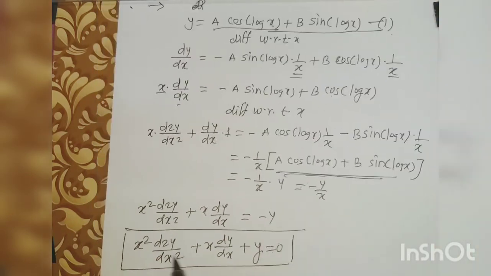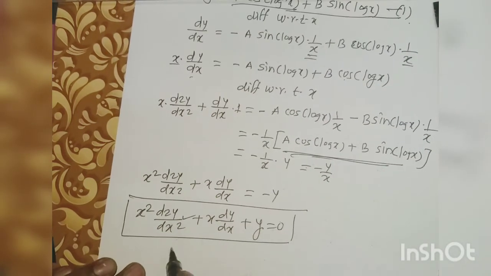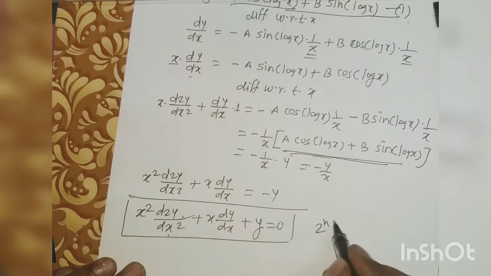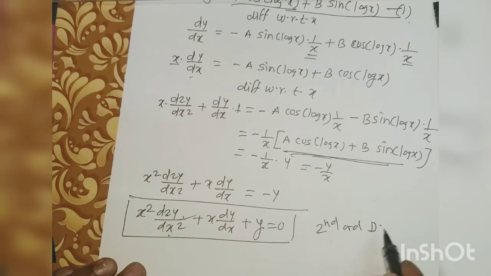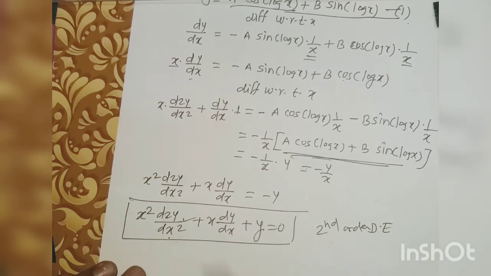Again we get a second order differential equation. The highest order derivative term is d2y by dx square, therefore it is called a second order differential equation. Degree is always 1.